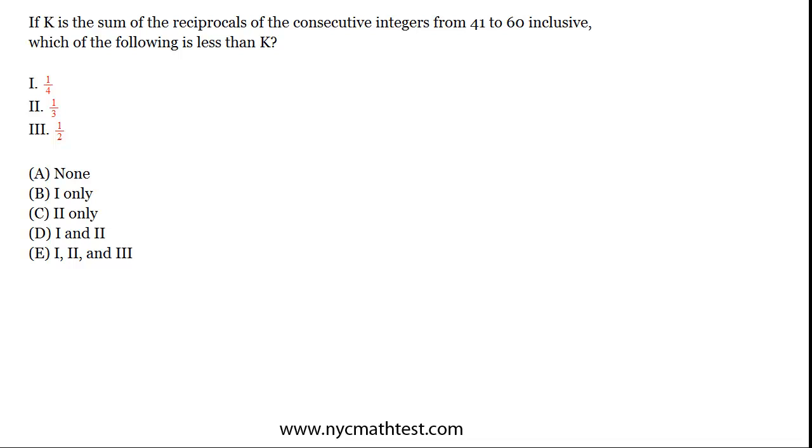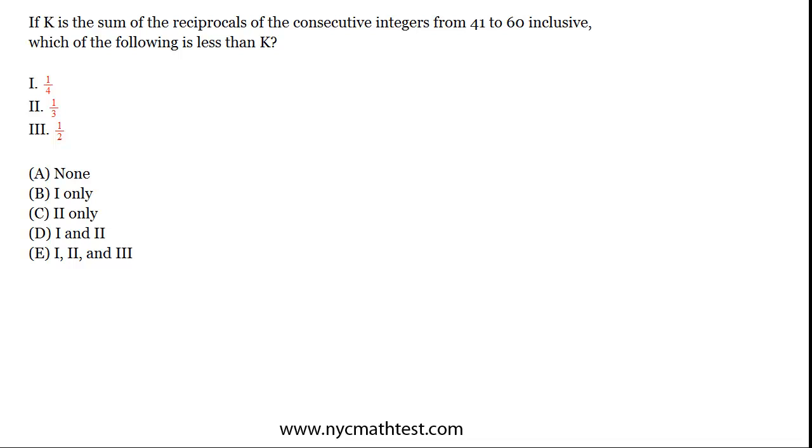If k is the sum of the reciprocals of the consecutive integers from 41 to 60 inclusive, which of the following is less than k? A quarter, a third, or a half, and we have 5 multiple choices. So let's think about this.